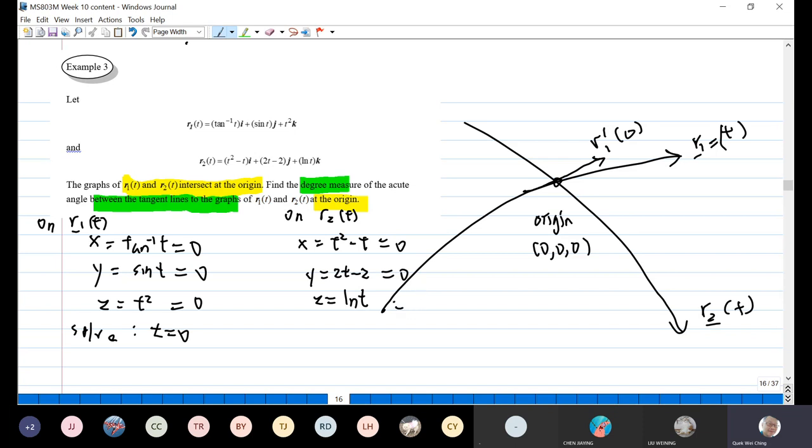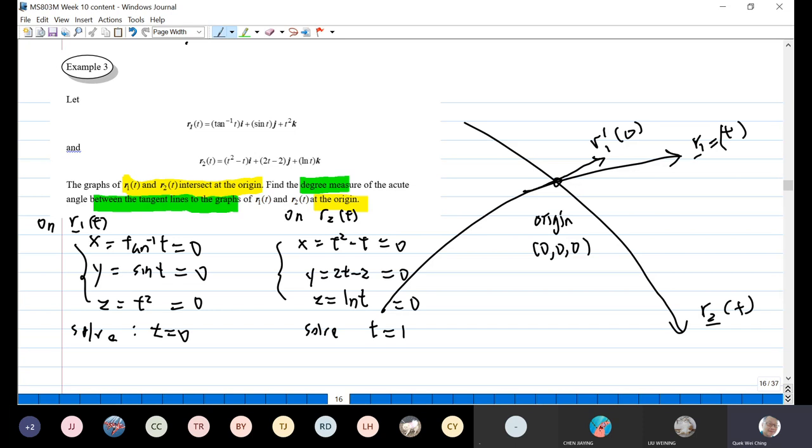Solve this simultaneous equation. What is actually your x, y, z now? t squared minus t equals 0, 2t minus 2 equals 0, and ln t equals 0. So you solve, you get that. You get ln t equals 0. What is t equal to now? So t equals 1. The only way you get all 0 is that t equals 1.